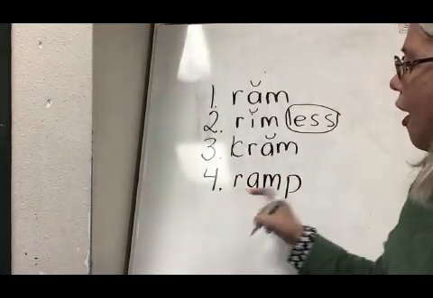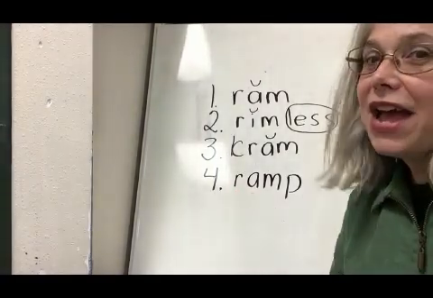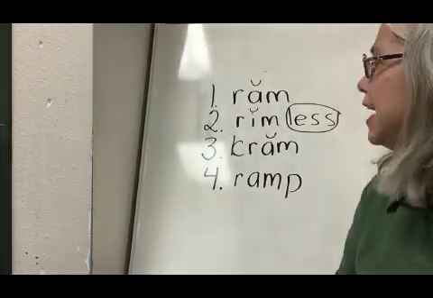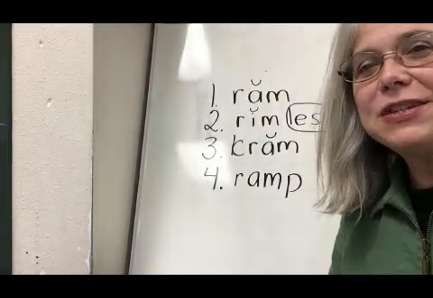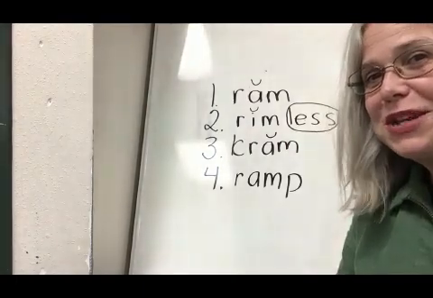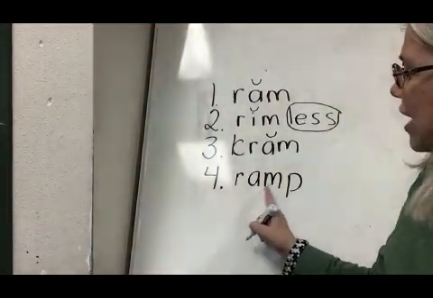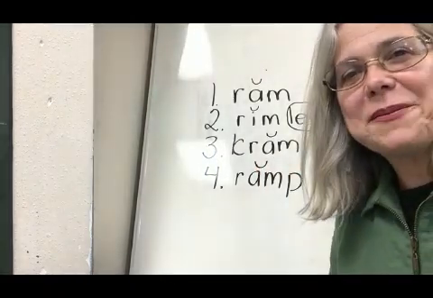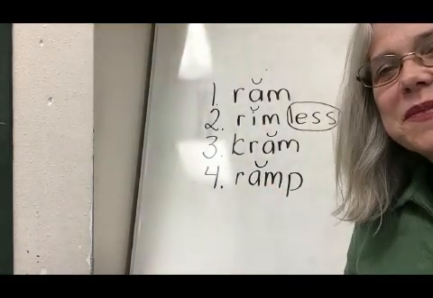R-A-M-P. R-A-M-P. Do we have a suffix? No, no suffixes. So how many vowels do we have? One. So it's a one-syllable base word. Have any consonants we need to code? No. So let's code our vowel. A vowel enclosed syllable is short. Code it with a breve. What's the sound of short vowel A? Very good. Can you read that word? Ramp.